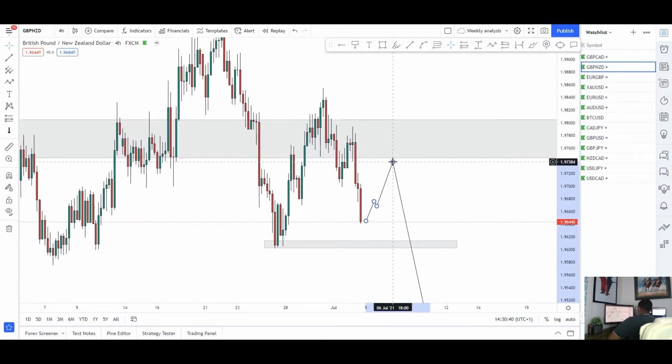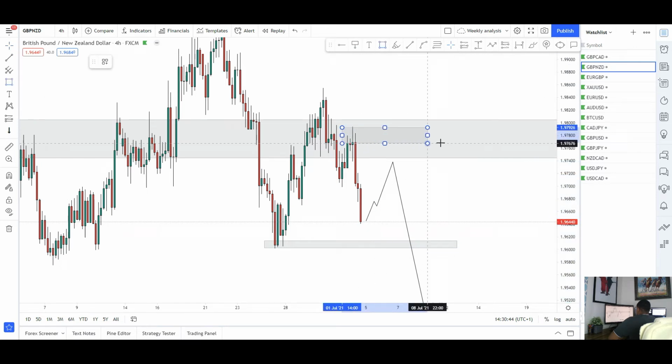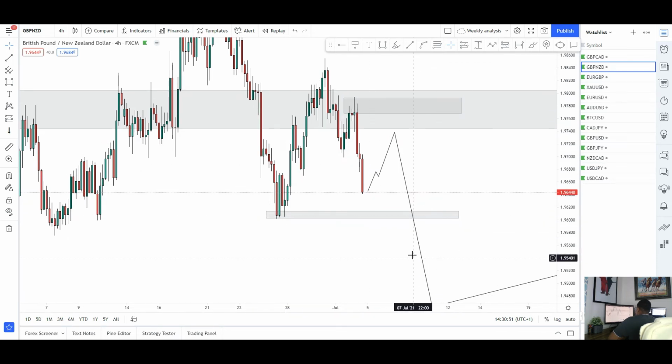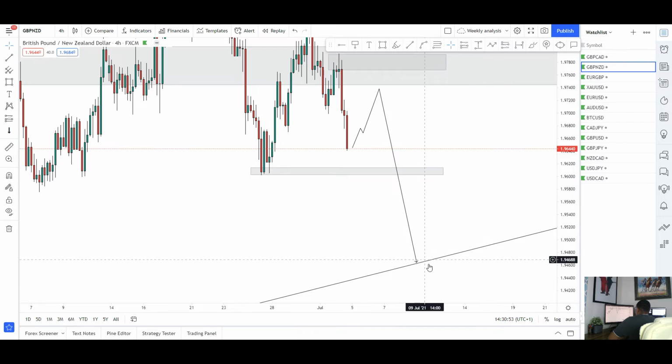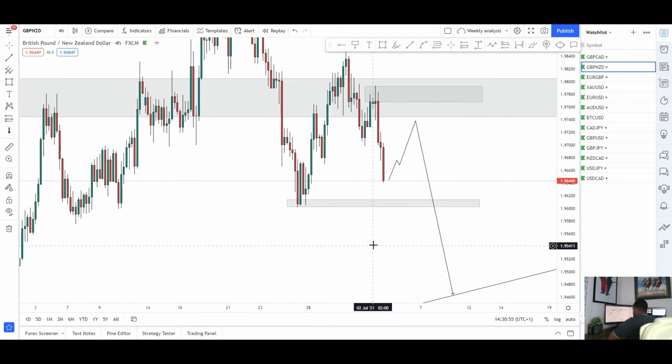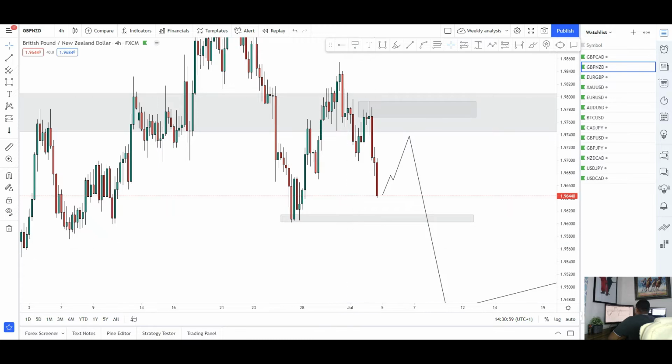If we do move quite high up, I think it's just retracement, as long as we kind of stay below this area of resistance on this 4H and that daily as well. I still will be looking for sells, targeting this support here 1.96, then if we can get a break, 1.95. But for next week, only looking for sells, expecting more downside for GBP/NZD.